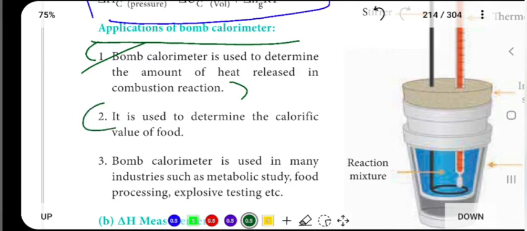Okay, second use, it is used to determine the calorific value of food. So we can check the calorific value of food. Then third use, bomb calorimeter is used in many industries such as metabolic study, food processing, explosive testing, etc. So these are the 3 important applications.